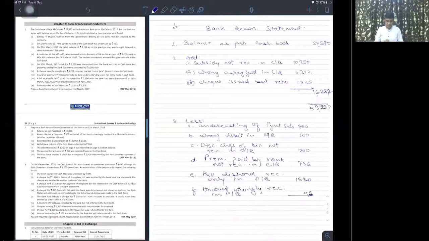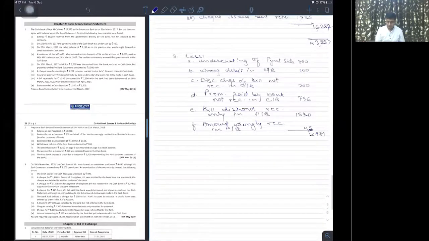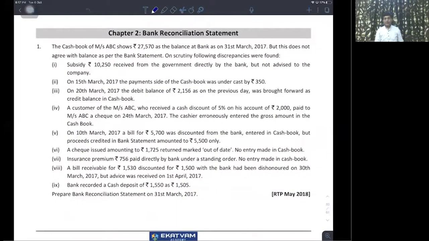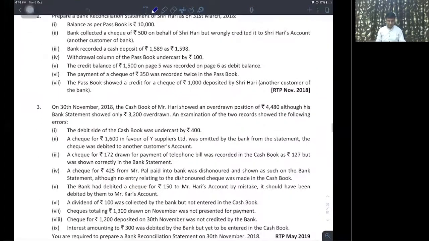Total of less amounts comes to 350, 100, 200, 756, 1530 and 45. That is 2981. Therefore, the net balance as per passbook comes to 43,857 minus 2,981, that is 40,876 is passbook balance. Did you get this? Yes or no? Now what I'll do is I'll talk from the perspective of add less only. Calculation aap kar lena.